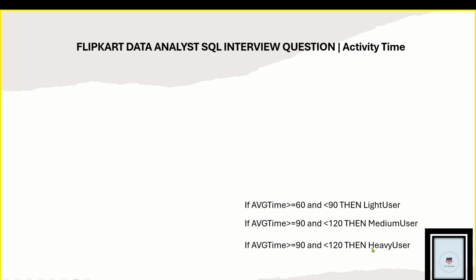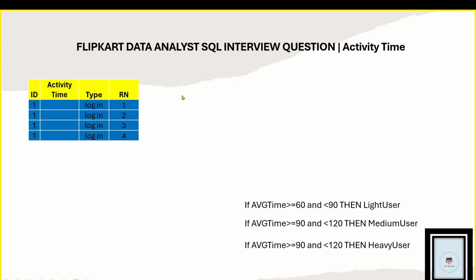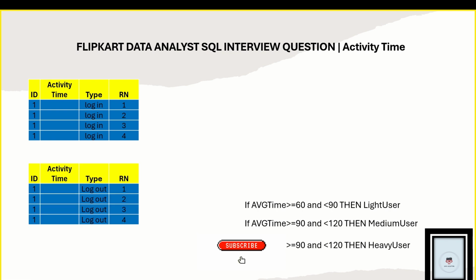Now let's see the solution. The approach you have to follow is, first you need to filter out all the login activities separately in a CTE, and for every user, based on the activity time, you assign a rank: rank 1, 2, 3, 4 based on the activity time in ascending order. In the same way, for the type logout, you assign a rank Rn based on the activity time in ascending order.